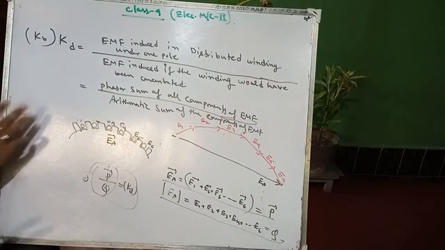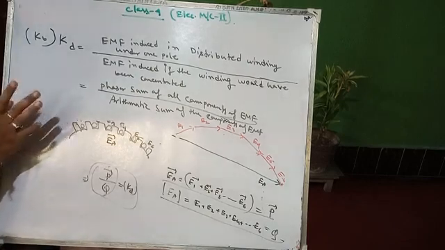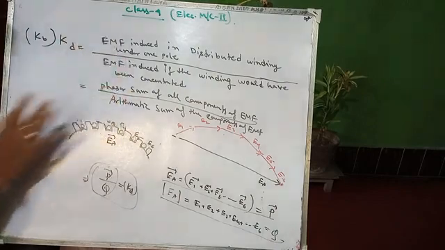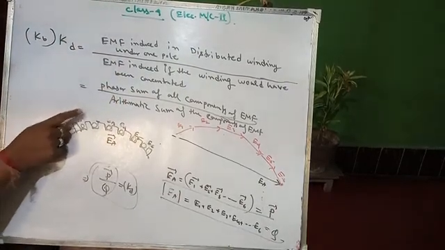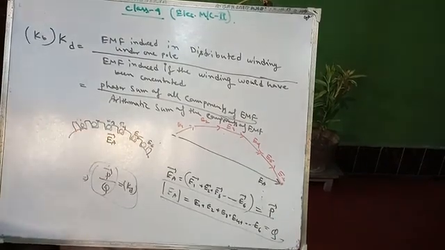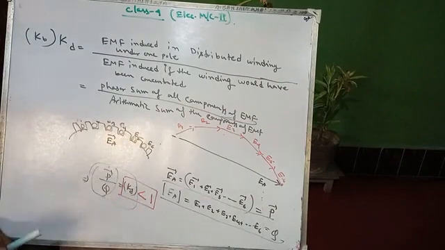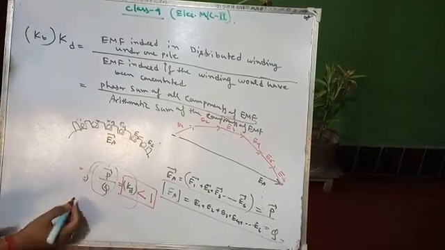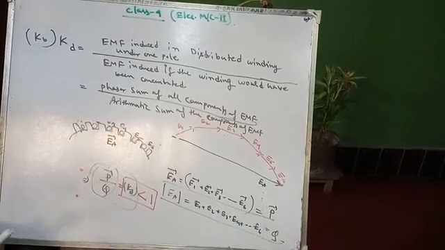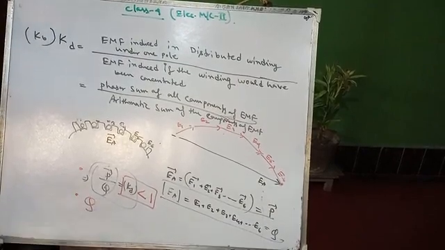First we have to assume something. Write some facts about the distribution factor. Distribution factor is always less than unity. Always remember, distribution factor is always less than unity. That is the first concept. Second point: let the number of slots per pole equal Q.